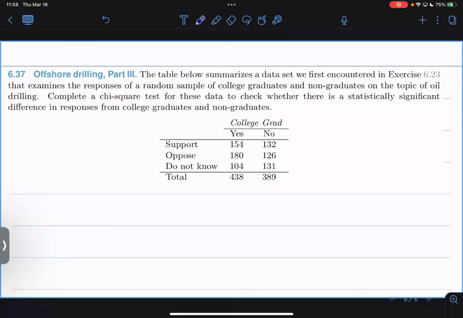So this variable they labeled college grad yes or no, right? So we have a reference for this, but the support, oppose, and do not know, let's summarize that as just oil drilling, right? They either support it, they oppose it, or they don't know. And so let's just call this oil drilling. And we can call this variable college grad. Put little quotes around it.